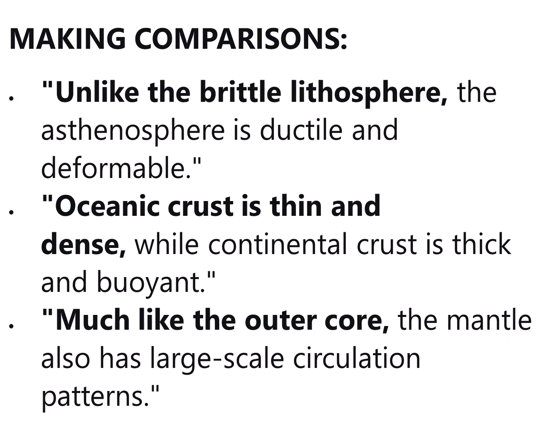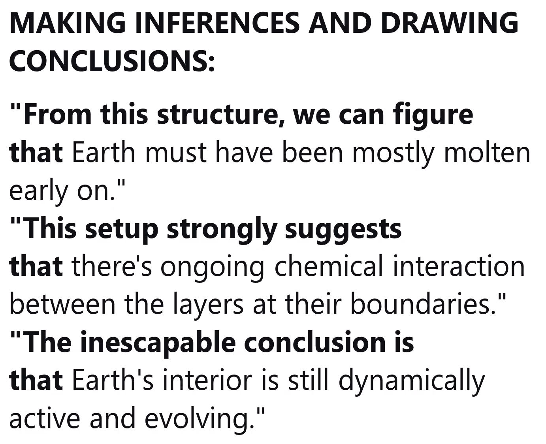Oceanic crust is thin and dense, while continental crust is thick and buoyant. Much like the outer core, the mantle also has large-scale circulation patterns. Making inferences and drawing conclusions. From this structure, we can figure that Earth must have been mostly molten early on.